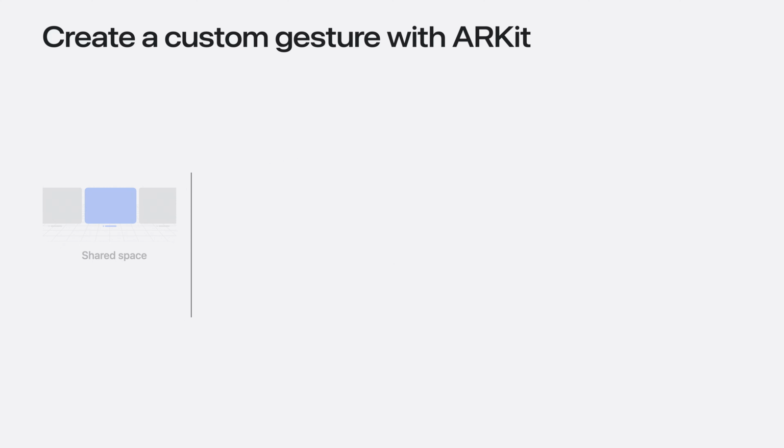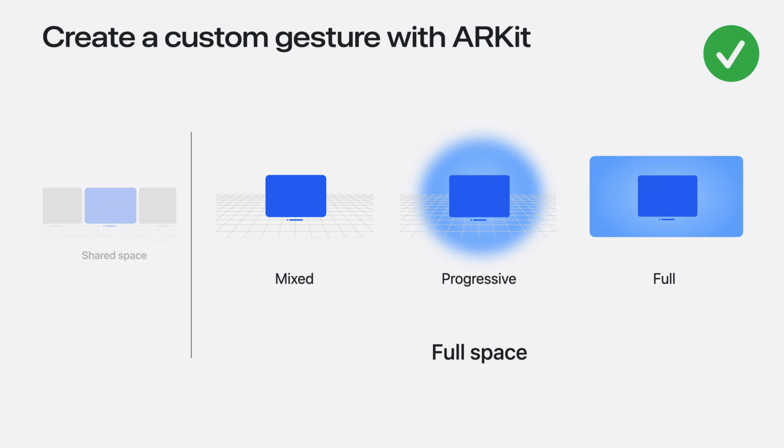Now, in a full space, your game is the only app that appears, whether that's in mixed, progressive, or full space. Your player might see their surroundings like they can in Blackbox, or your game might replace the surroundings with a new environment. For creating custom gestures, ARKit and full hand skeleton tracking lives in the full space.